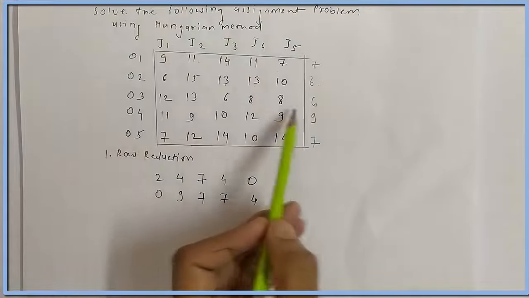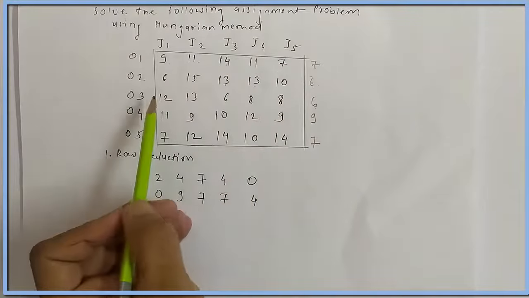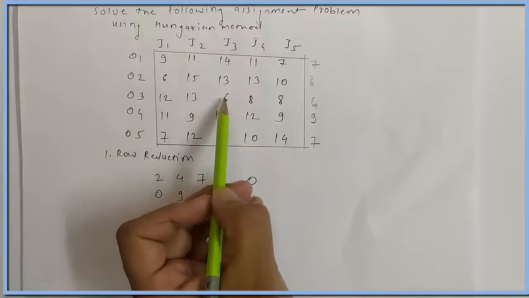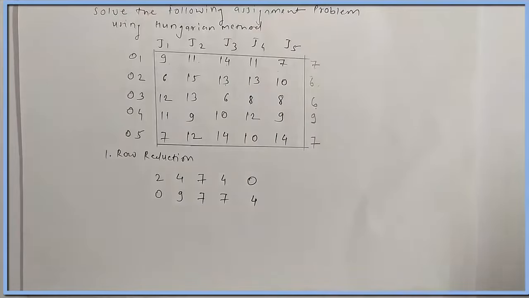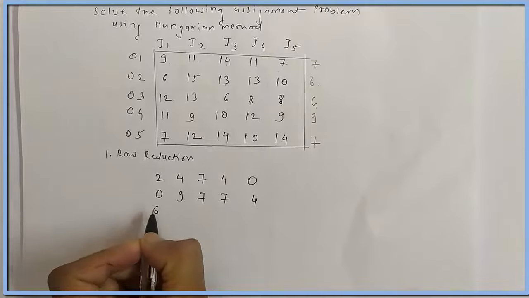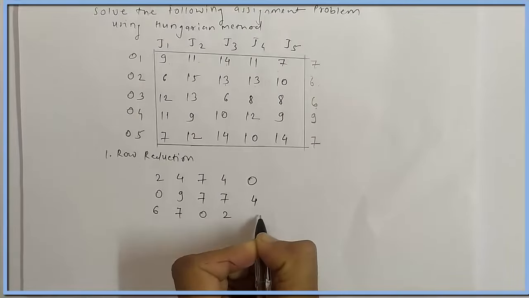In the third row, the smallest element is 6. Again, subtract this 6 from all the elements of the third row. 12 minus 6, 13 minus 6, 6 minus 6, 8 minus 6, 8 minus 6. Therefore, the third row will be 6, 7, 0, 2 and 2.